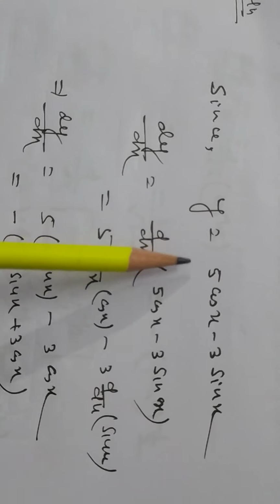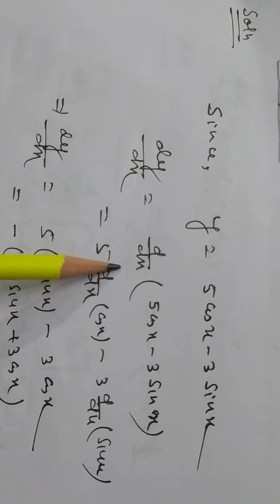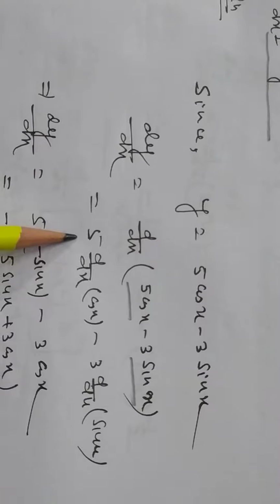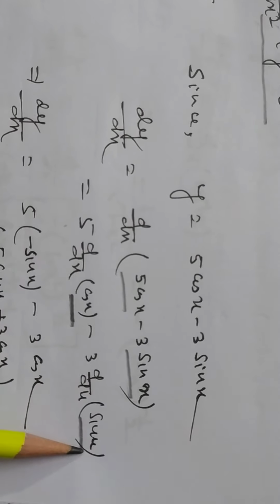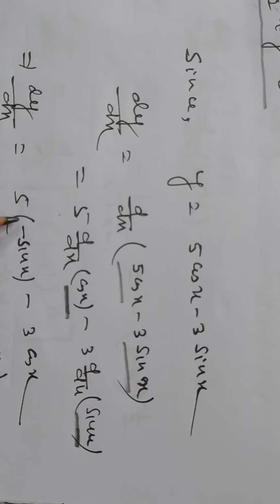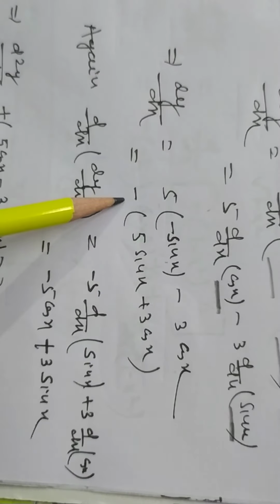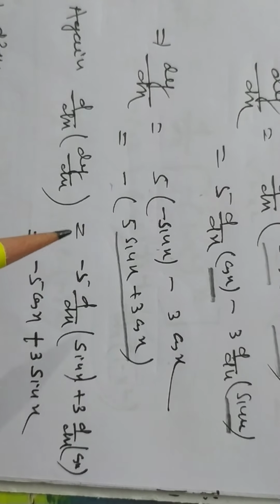We can write y is equal to 5 cos x minus 3 sin x. dy by dx is equal to d by dx of 5 cos x minus 3 sin x. And it will be 5 d by dx of cos x minus 3 d by dx of sin x. So it will be 5 times minus sin x minus 3 cos x. And if you take common minus, it will be minus of 5 sin x plus 3 cos x.